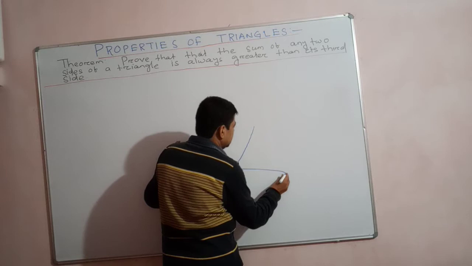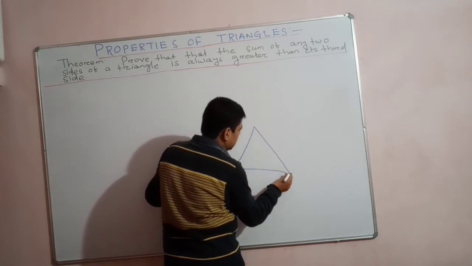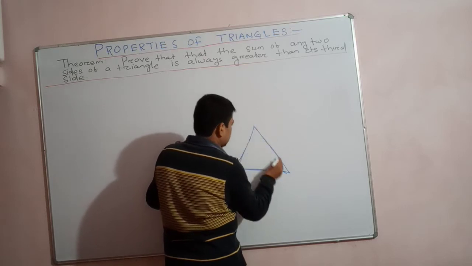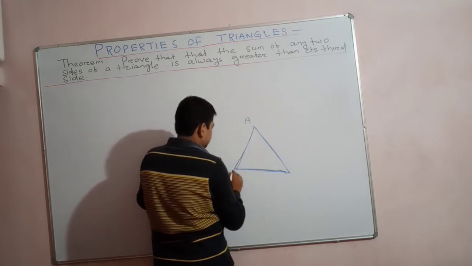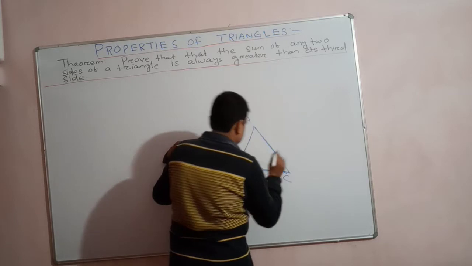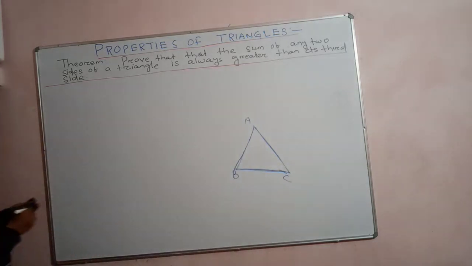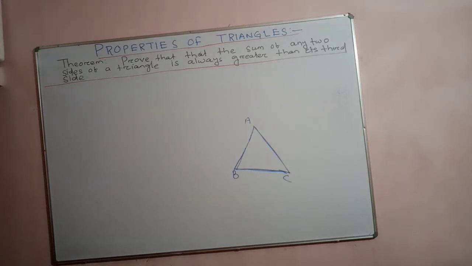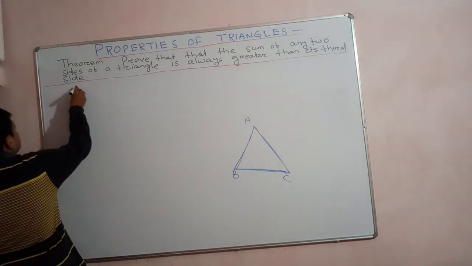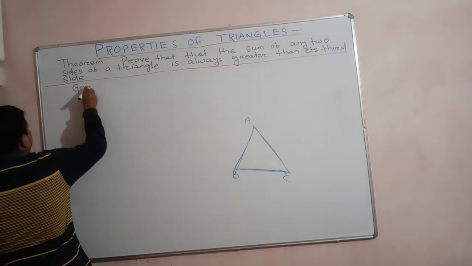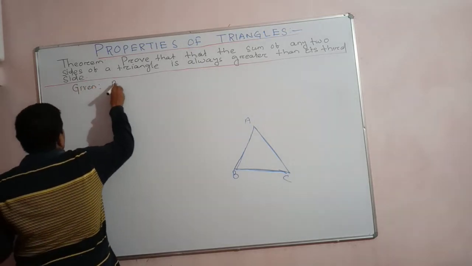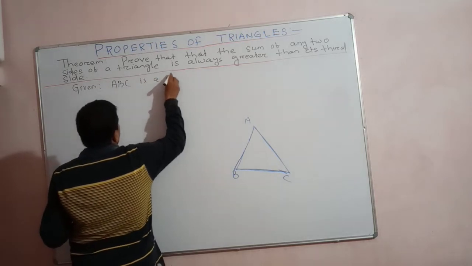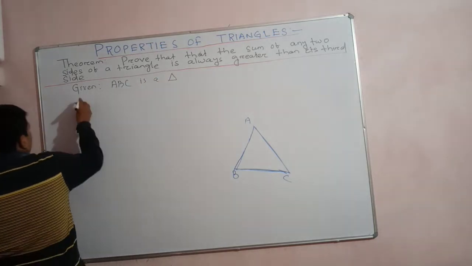Here you are drawing a triangle. Give the name ABC. Given ABC is a triangle.